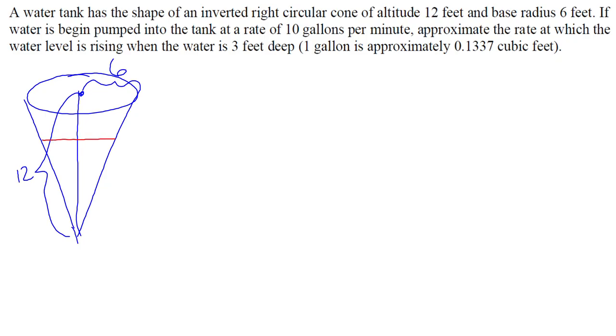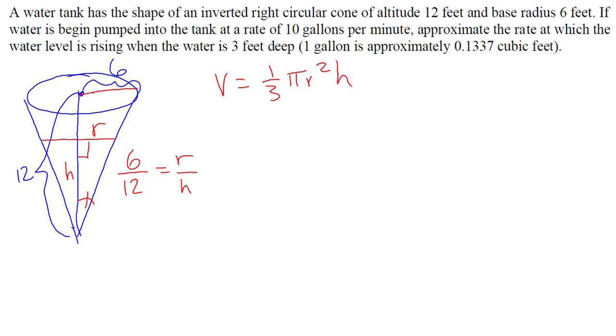And we know that the volume of the cone should be 1/3 pi r squared times h, but we need to come up with a ratio here between the radius of 6 and the height of 12 with the radius here and the height of the water level. So it sure looks to me like that'd be 6/12 is equal to r over h, using similar triangles because they share this angle in common and they both have a right angle. So angle-angle similarity.